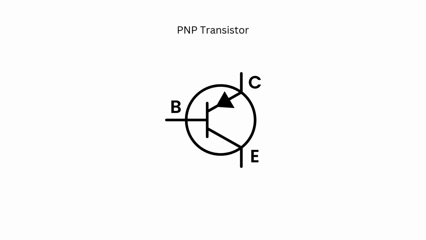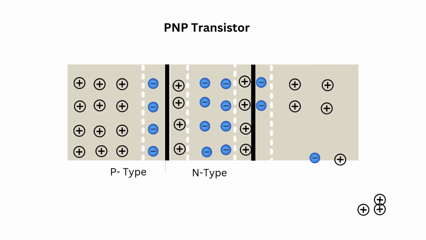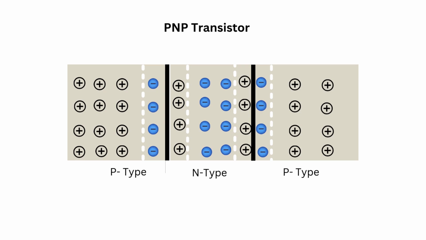Now, let's talk about how to create a PNP transistor. If we take a P-type material, place an N-type material in the middle, and then sandwich another P-type material on the other side, we create a PNP transistor.